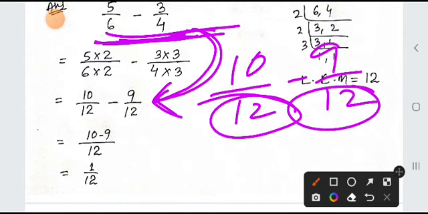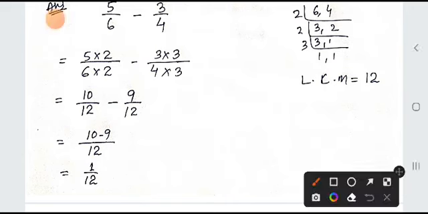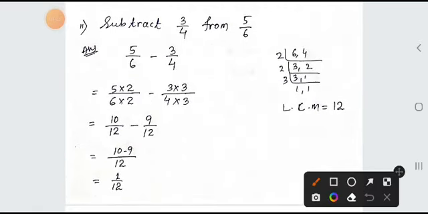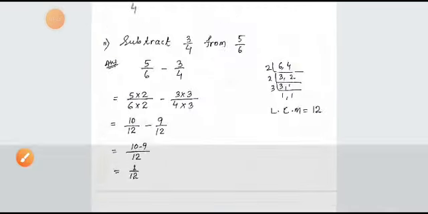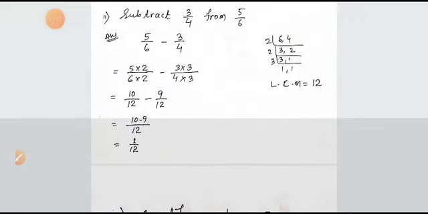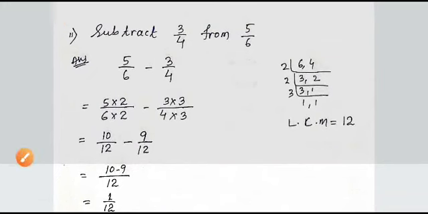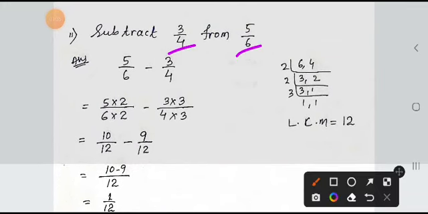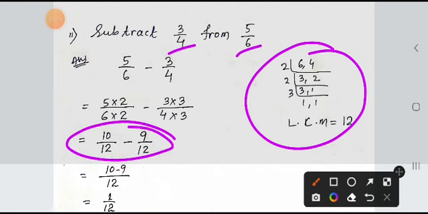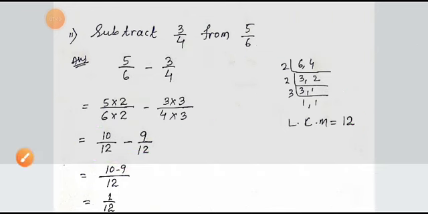As we have 12 in the denominator, just write simply 12, and in the numerator 10 minus 9. 10 minus 9 is 1. So 1 upon 12 is the answer for this subtraction of fractions. Next, see another question. Just see it again. When you have two different denominators, we have to take the LCM, and we have to first make them like fractions. After making them like fractions, further calculations will be done.